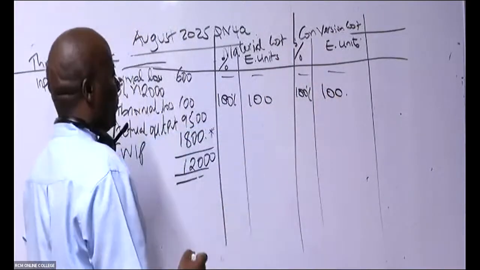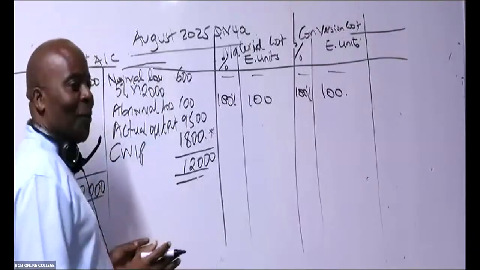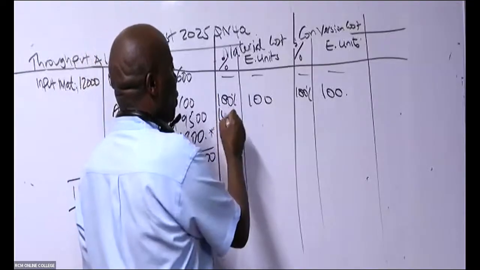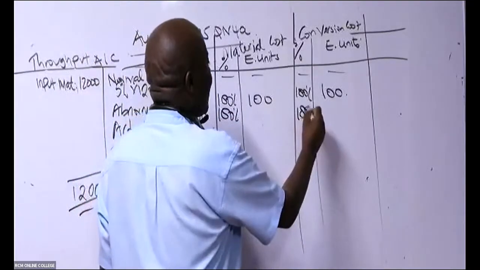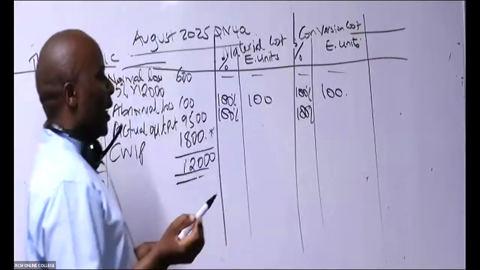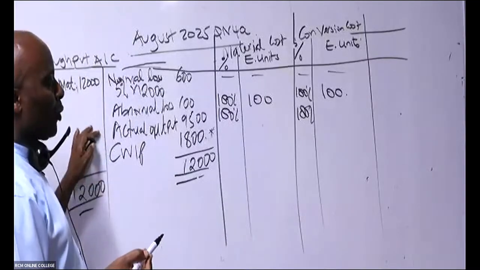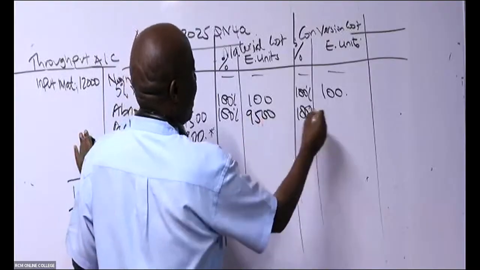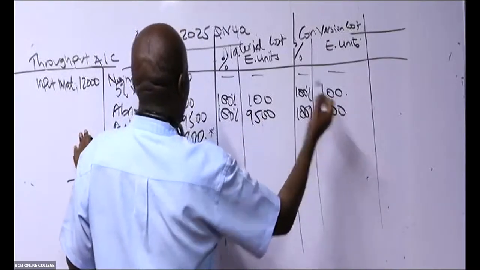And then, of course, the actual output, nobody will ever tell you. It is you to know that actual output, as regards everything, is always 100%. So this gives us 9,500, 9,500.